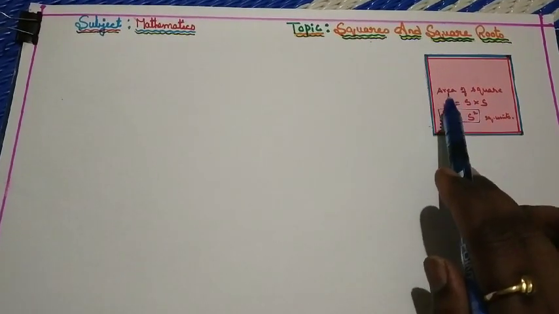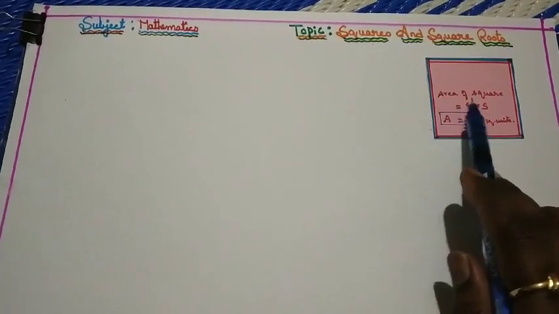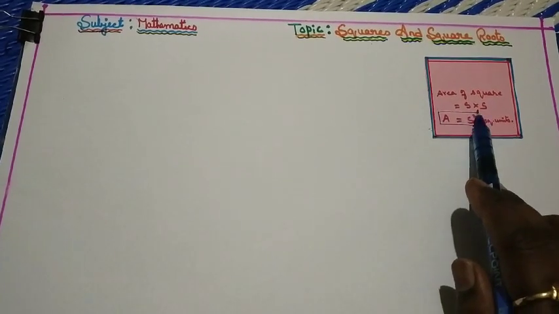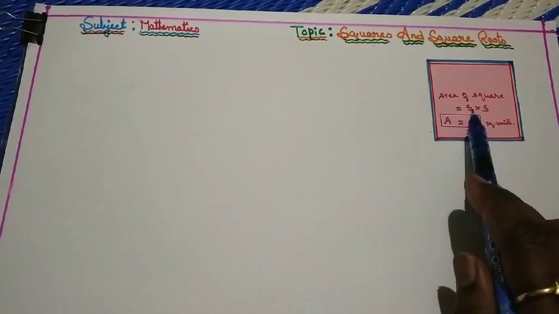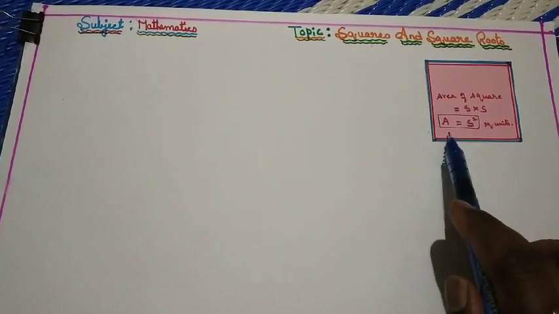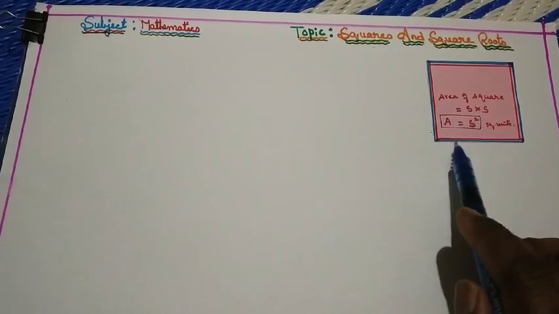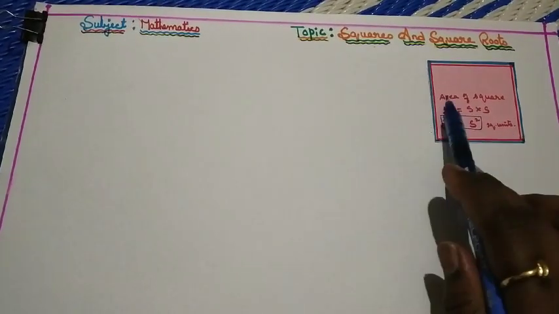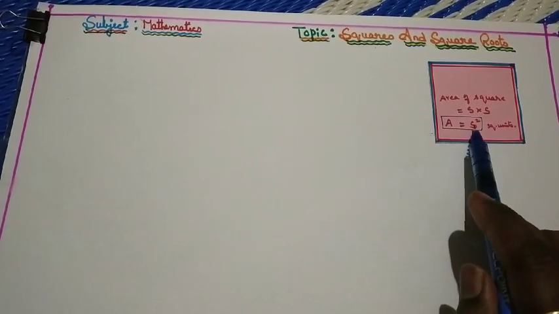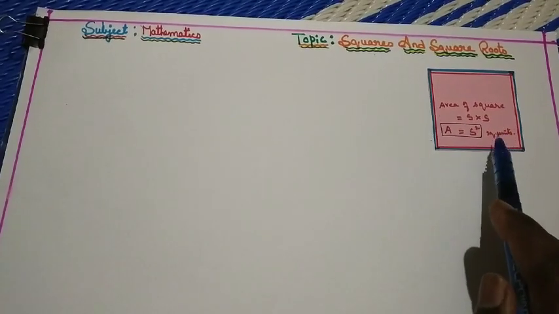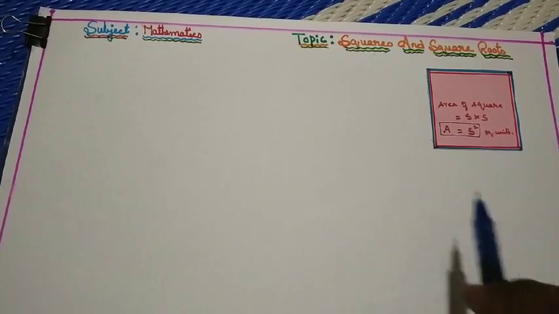We know the formula for the perimeter of a square is 4 into side and the area of a square is S into S, that is area equals S square. Here S stands for the side of a square. Suppose I know the side of a square is 3 units, then the area of the square becomes 3 into 3 equal to 9 units. So from this we can bring the definition of a square in arithmetic.